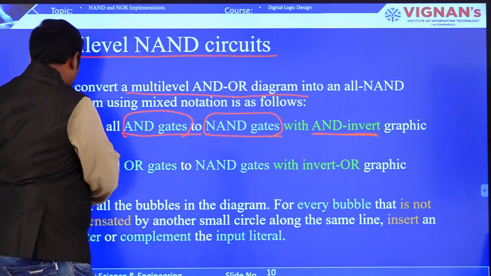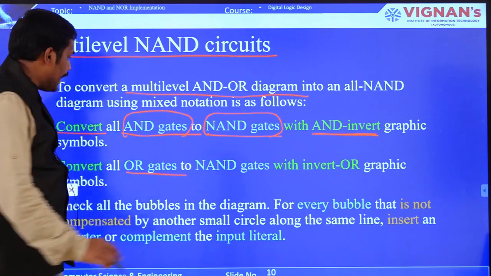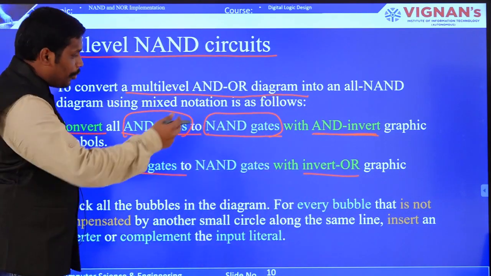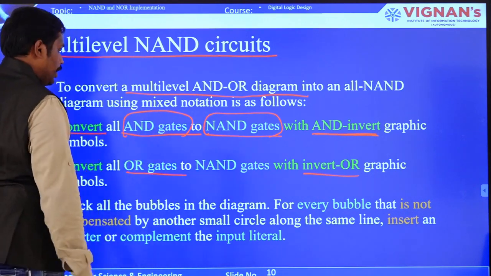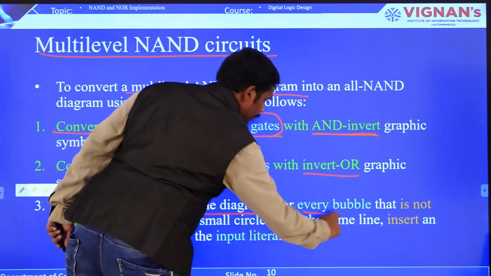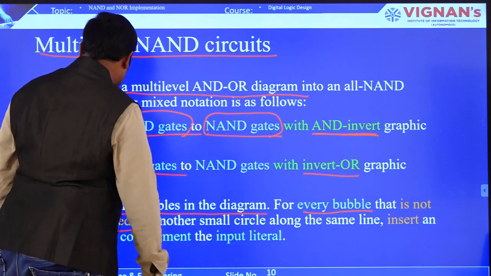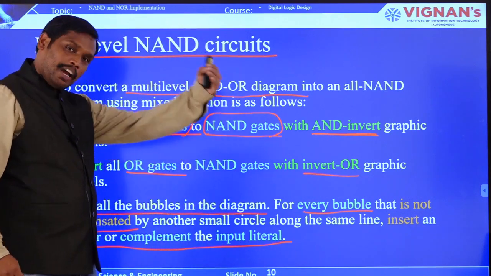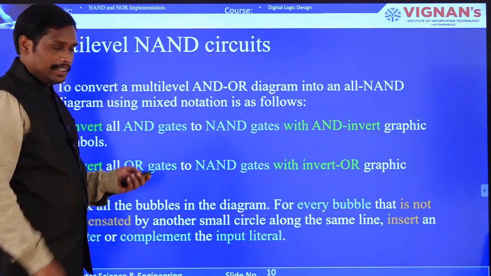Now, for example, if you want to convert an OR gate into NAND gate, then we say invert OR, which is negation followed by OR. These are the expressions that you are going to generate. Check all the bubbles in the diagram. Every bubble is compensated by small circles. Insert an inverter, or a complement, to the input literals. If there is a bubble, that bubble can have an inverter, that is a NOT gate, that can be applied to the diagram that is given.